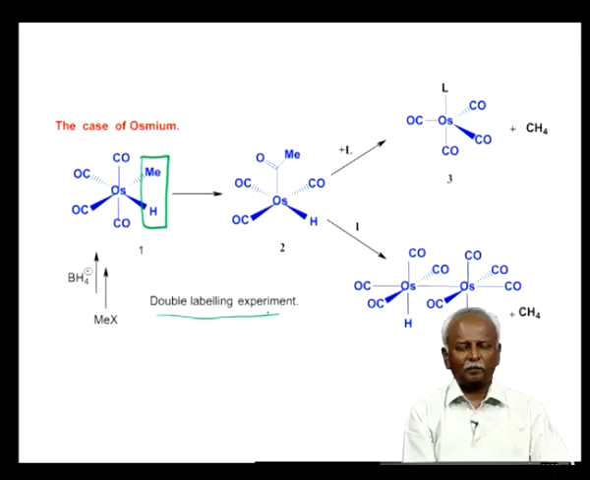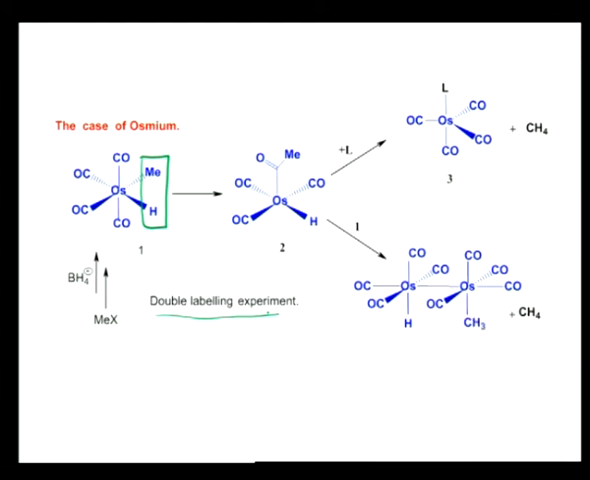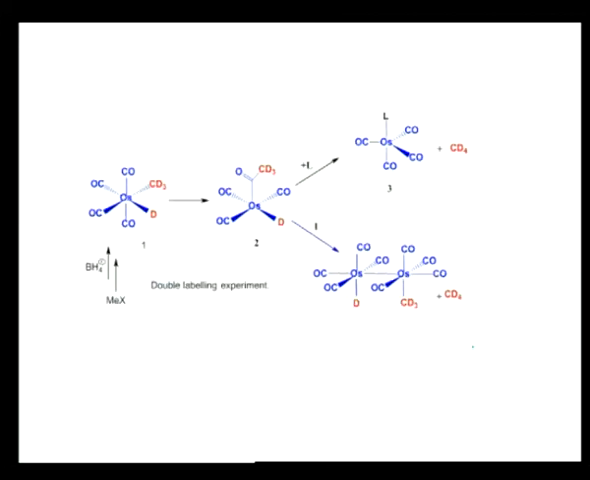Double labeling basically means that you make another molecule where you have CD3 and deuterium instead of methyl and hydrogen. So, if you mix the two, then you can see whether it is only methane which is coming out, or if you are getting CD3H or CH3D. The observance of CH3D and CD3H clearly tells you that you have binuclear intermediates, and it is possible that elimination is happening from a binuclear intermediate.